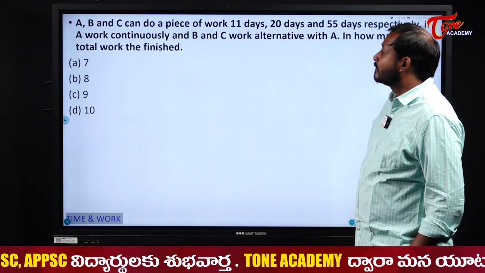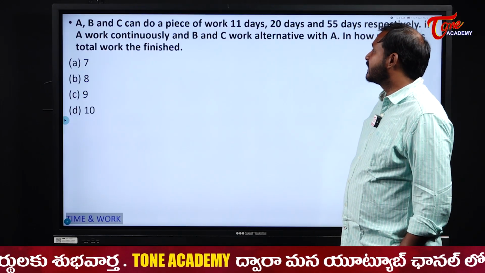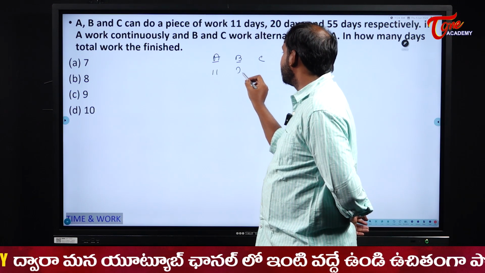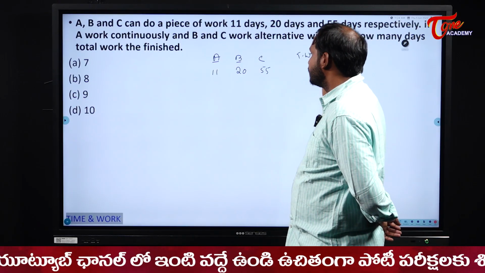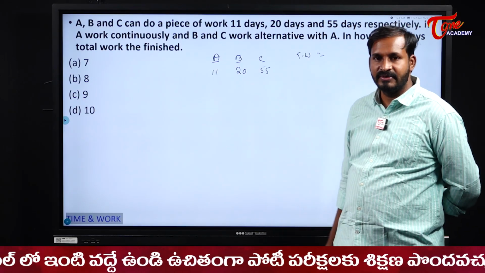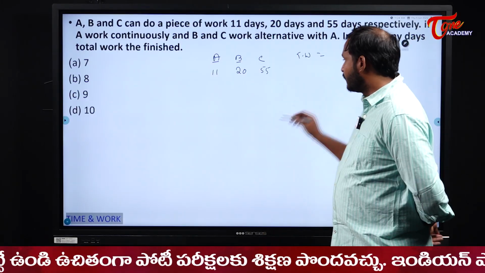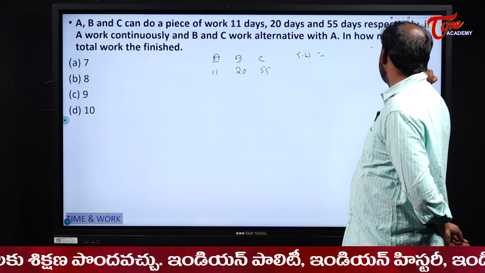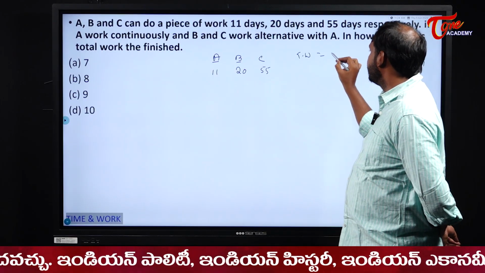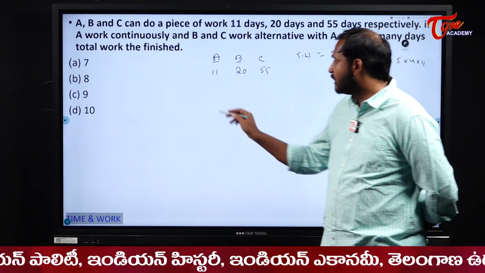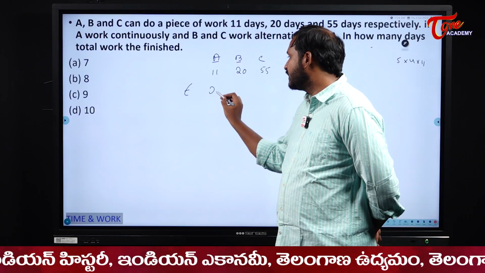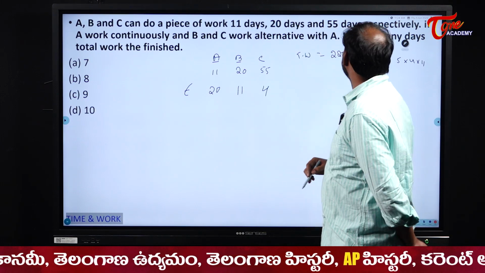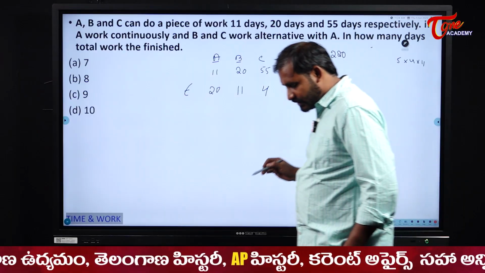Next one. A, B and C can do a piece of work in 11, 20 and 55 days. Tell me what is the total work here. Simply find the LCM of 20 and 55, that is enough. 20 and 55 means 5, 4, 11, so 220 will be my total work here. Now tell me their efficiencies. A's efficiency will become 20, B's efficiency will become 11, and C's efficiency will become 4.